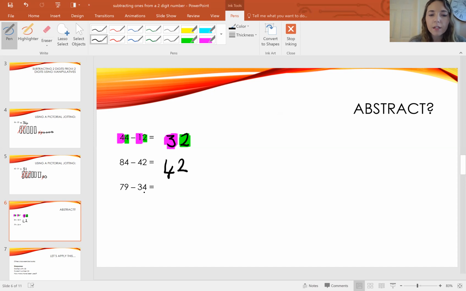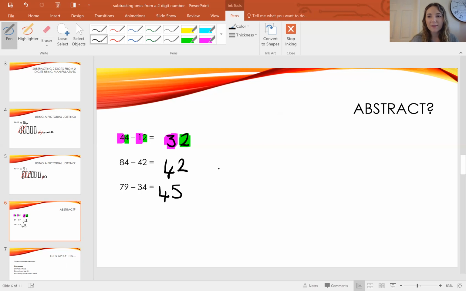79 take away 34. So we've got 9 take away 4. 9 take away 4, 5 1s left. 7 10s take away 3 10s. Well done. It's 4 10s. So the answer is 45.